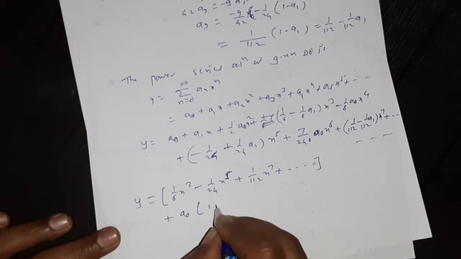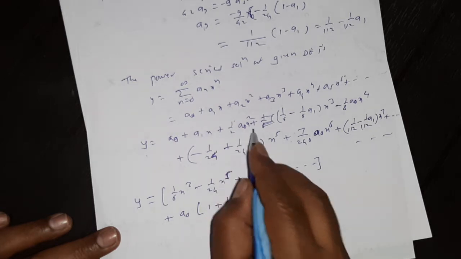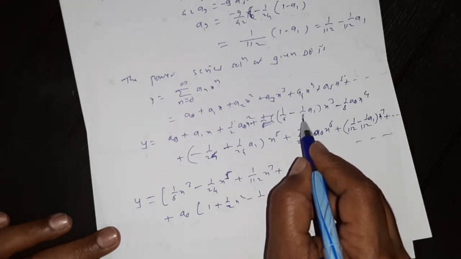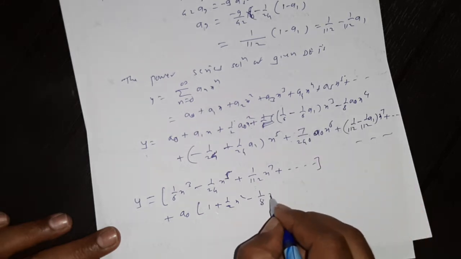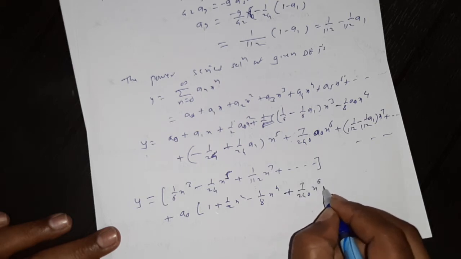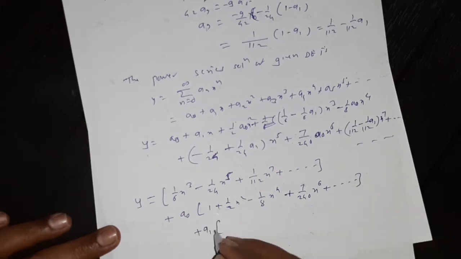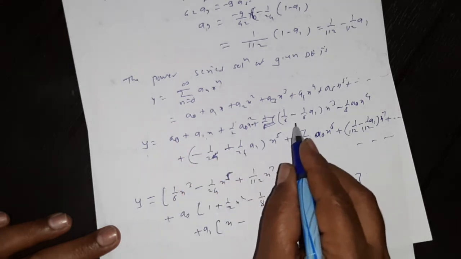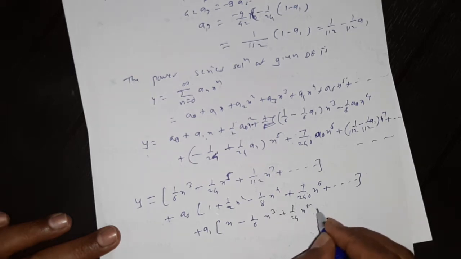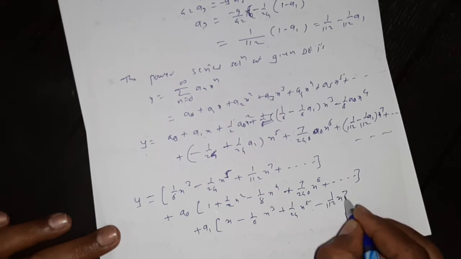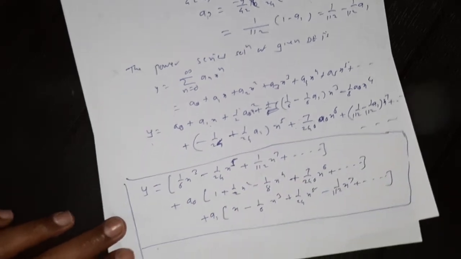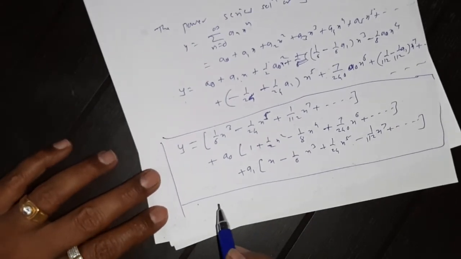a0, the coefficient of a0: 1 plus 1 half x square, minus 1 by 8 x raised to 4 plus 7 by 240 x raised to 6 plus so on, and plus a1, the coefficient of a1 is x minus 1 by 6 x cube plus 1 by 24 x raised to 5 minus 112 x raised to 7 plus so on. So this is the final answer. This is the power series solution of the given differential equation.